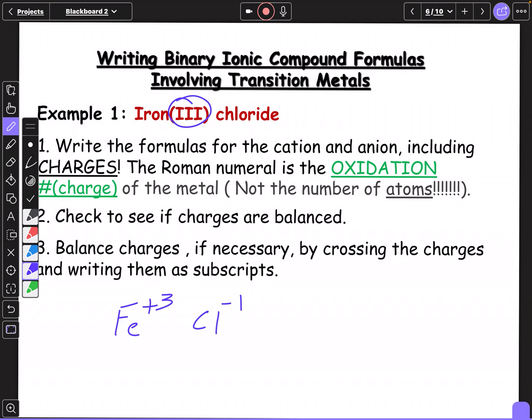My charges do not balance. +3 plus -1 does not equal 0. If I got a +3 here, I need this to be a -3 to make those equal 0. So what do I need? Well, I need 2 more of these chlorine ions for a total of 3 of them. And then when I write my formula, it would be 1 atom of iron, 3 atoms of chlorine to balance out the charge.